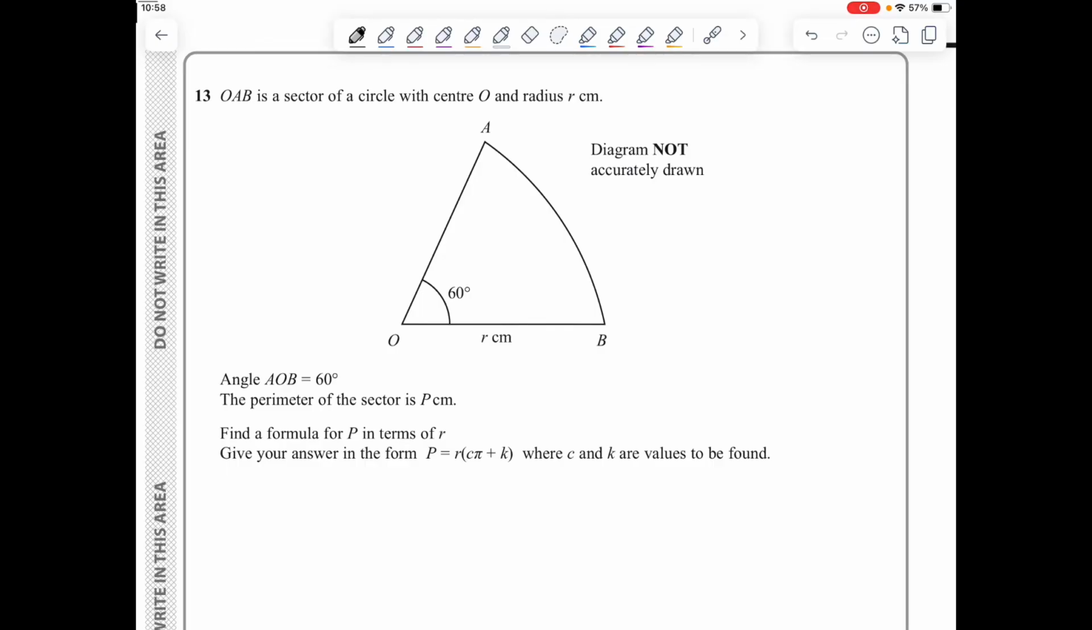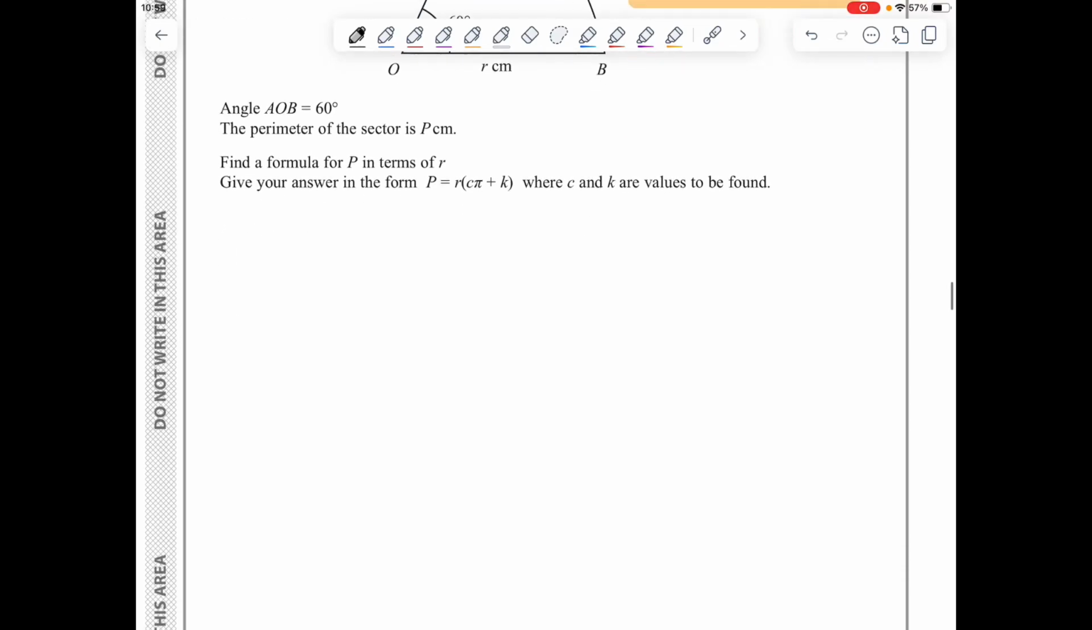In question 13, we're asked to write down a formula for the perimeter in terms of r. Now the perimeter is equal to AO, which is a radius, OB, which is another radius, and AB, which is an arc. The formula for the arc length is the following. So let's find the full formula. P is equal to 60 over 360 times 2 pi r plus r plus r.